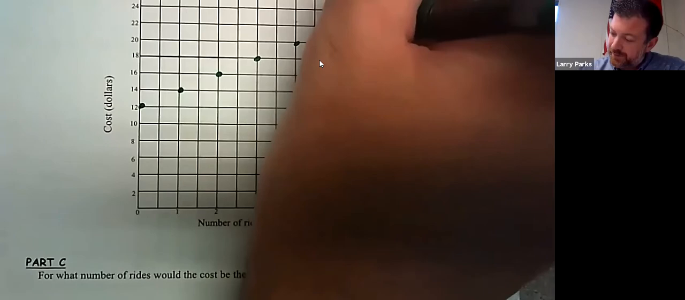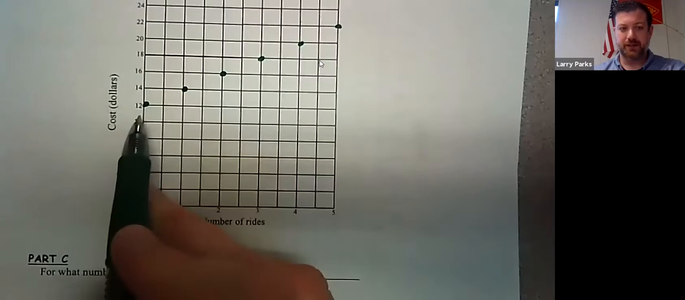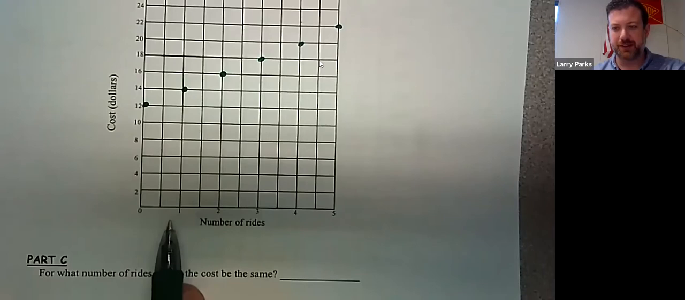And again, start at $12, and then go up $2 for every ride, which is what I did. Went up $2 for every ride. They just so happened to make 1 ride 2 spaces for some reason. And then the other one starts at 2.